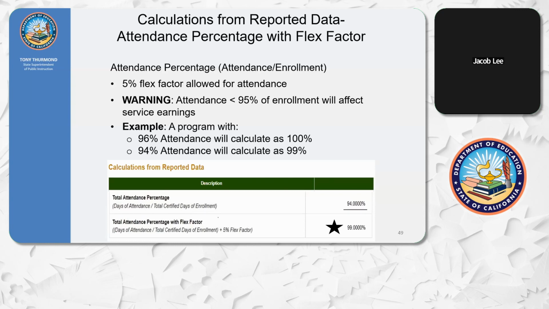For this example, the total attendance percentage based on reported data is 94%. That 94% is determined by taking the total days of attendance across all counties from the report and dividing that by the total certified days of enrollment. The total attendance percentage with flex factor line is going to be the 94% plus the flex factor of 5% to give a total of 99%. Next slide.